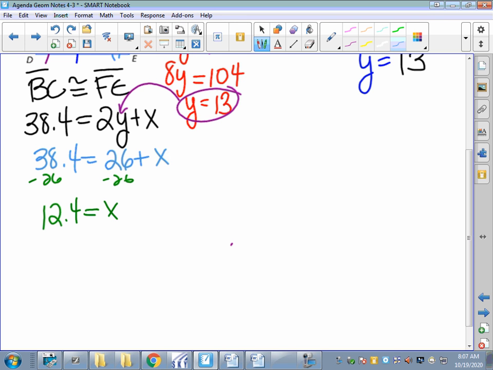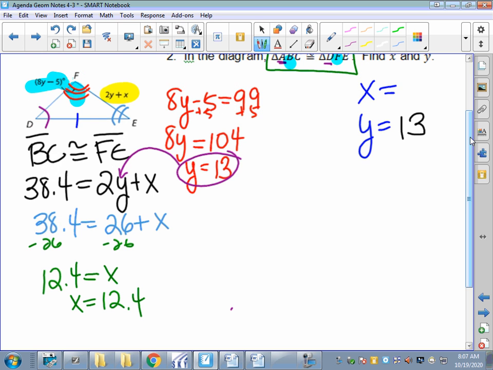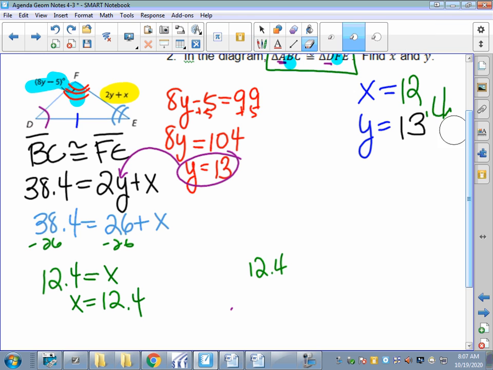Notice how it says 12.4 equals x. That's that symmetric property. We just always flip it around, and we do it without thinking, but now we know why we can do that, because that is the symmetric property. So x is equal to 12.4.